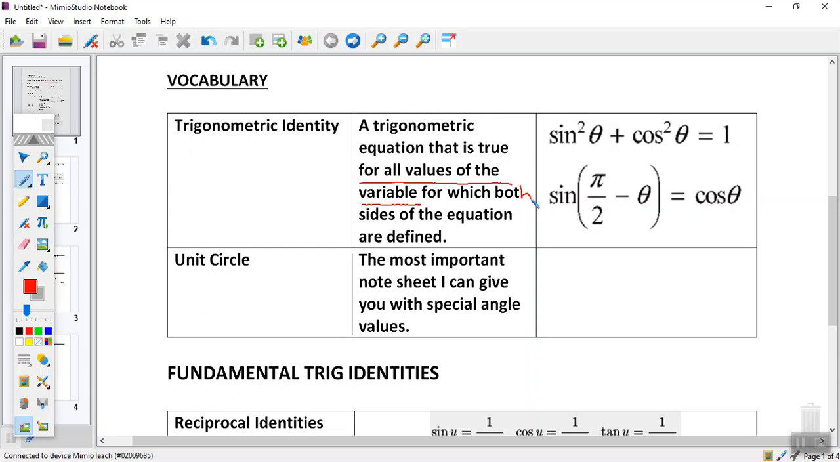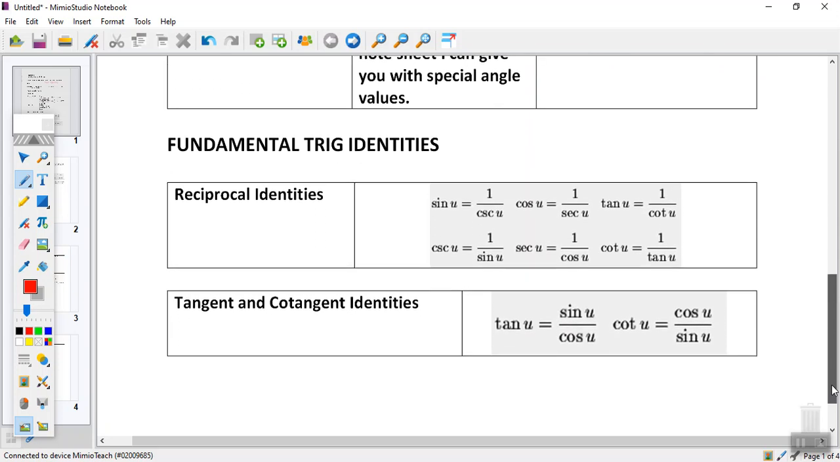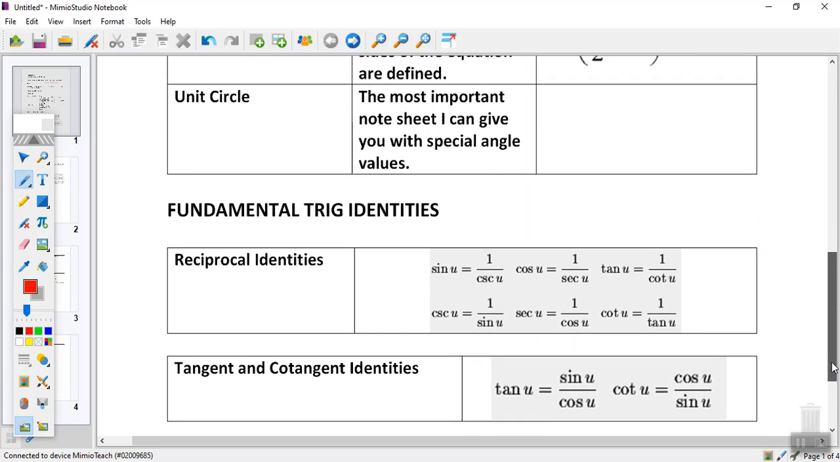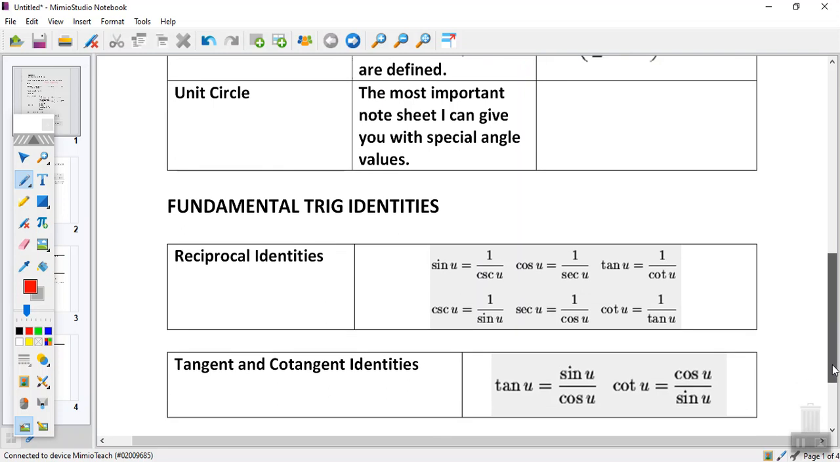And then the unit circle, you guys still have that already? Yeah. It's the most important note sheet that I can give you with special angle values, okay? All right, let's start talking fundamental trig identities, okay?